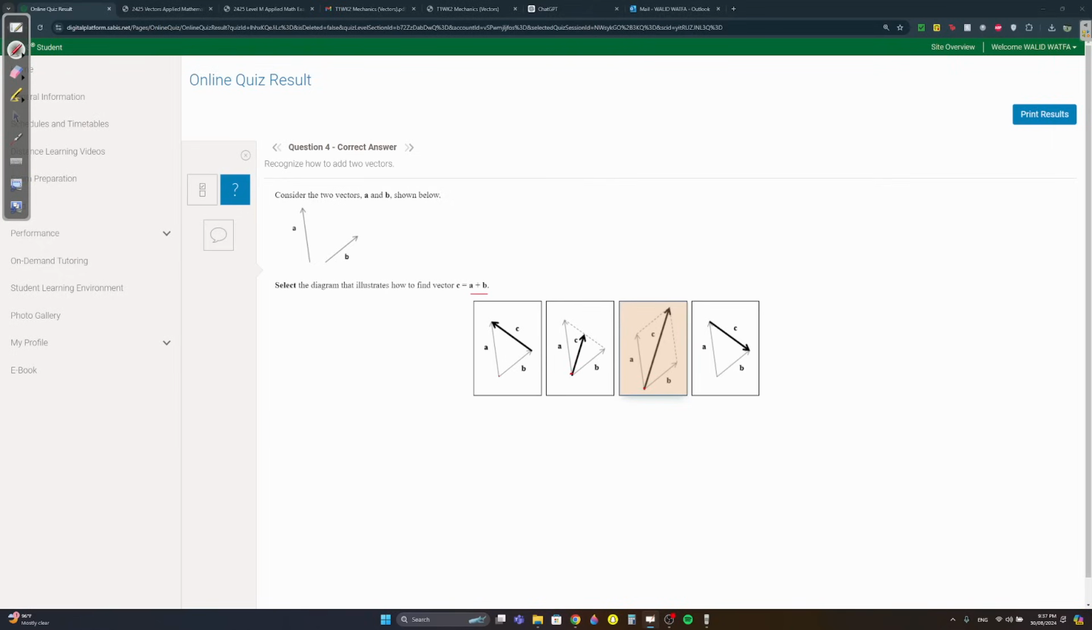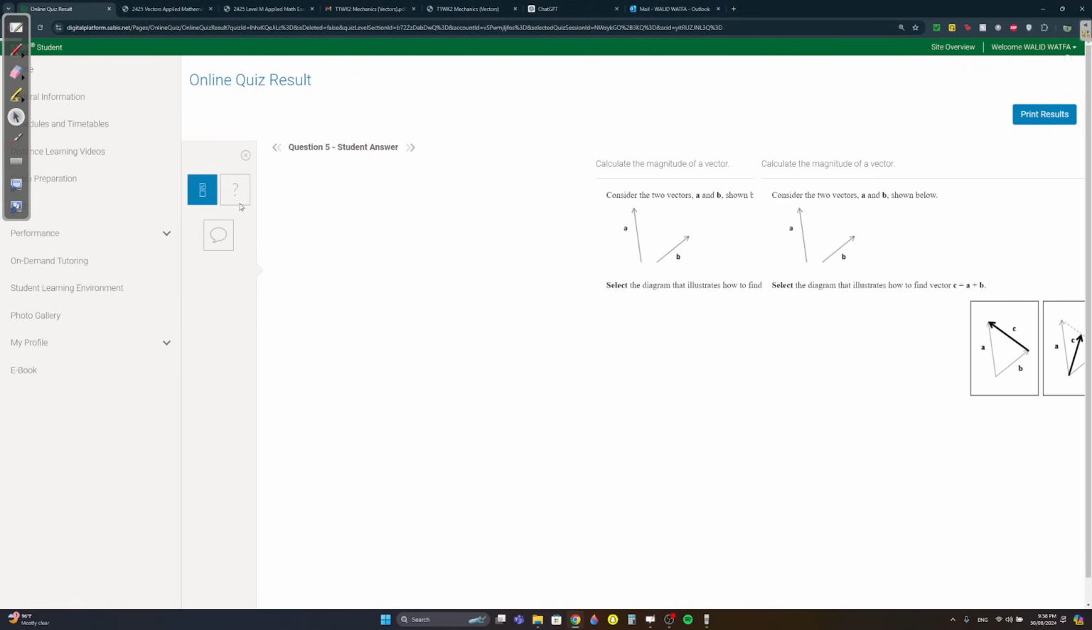Remember, when the tail is connected to the tail, the only method you use is the parallelogram method. You extend this one and you extend this one and you connect the middle halfway through. Why is this wrong? Because they didn't extend to the other side. If they extended it like they did in the third option, then it would have been correct.